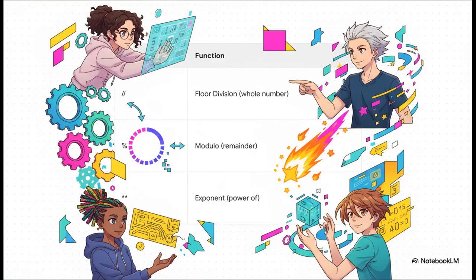Okay, data science is all about crunching numbers, right? So you've got to know your math operators. This table shows three really important ones you'll see all the time. Floor division just gives you the whole number part of a division. Modulo gives you the remainder. And the double asterisk is for exponents, raising a number to a power. You're going to be using these constantly.